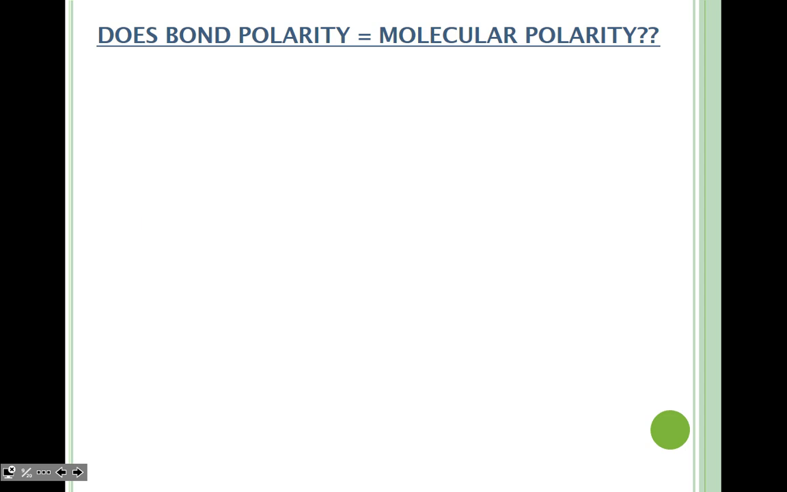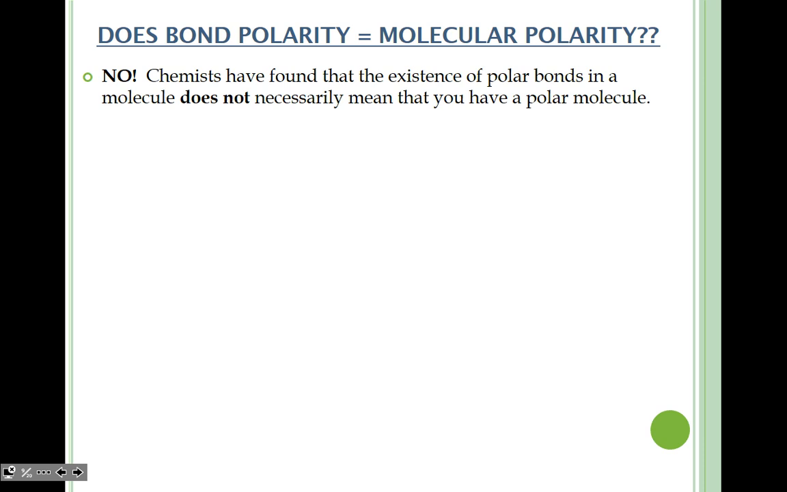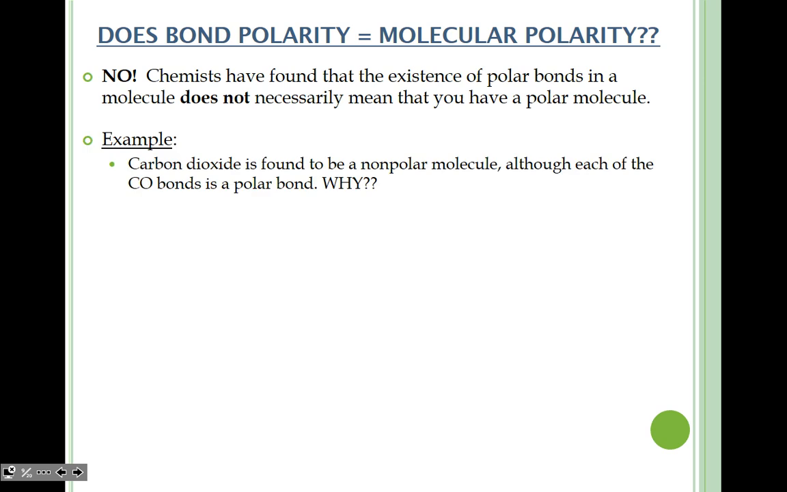Does bond polarity mean molecular polarity? Okay, that's really important. You can have a molecule that has dipoles or a difference in EN numbers, but the whole molecule itself may or may not be polar. Well, let's take a look at this. The answer, no. Chemists have found that the existence of polar bonds in a molecule does not necessarily mean that you have a polar molecule. What the heck does that mean? I will show you. Don't worry.